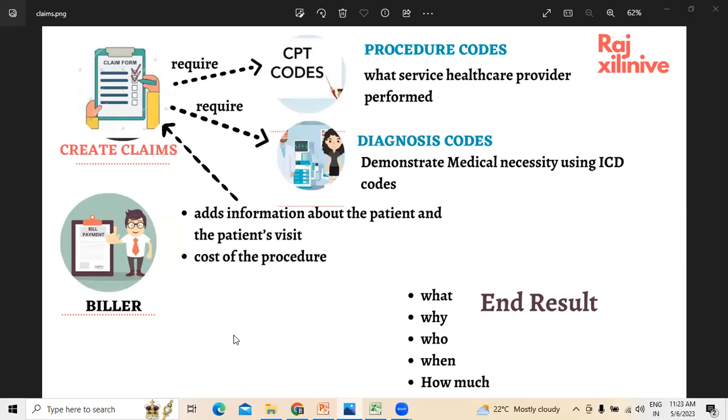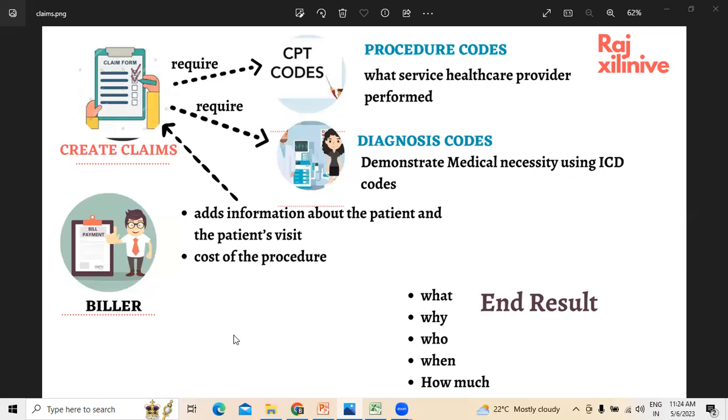Of course, I'll be showing that in the next video. So these are the two things required for a biller to create the claims, because they want to add the information about the patient as well as the patient visits. For creating claims, the procedure and diagnosis codes are required.